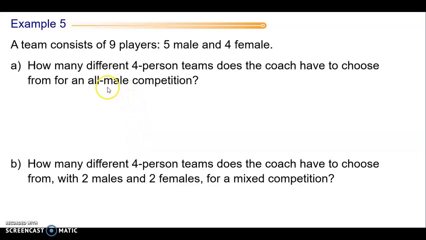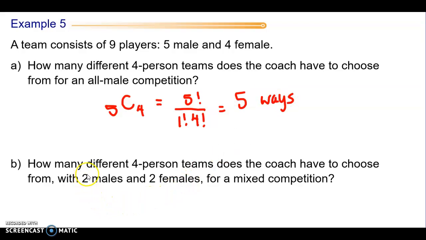In this question, order does not matter, so this is a combination. We have 5 males in total. Of the 5 males, we want to choose 4 males. This gives us 5 factorial over 1 factorial times 4 factorial, which is 5 ways.